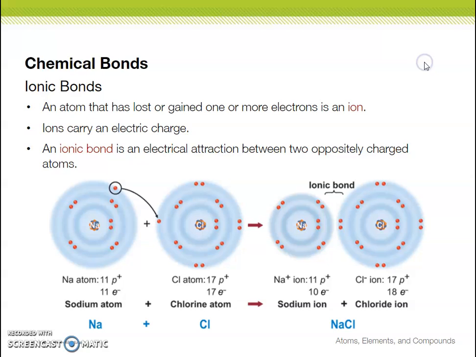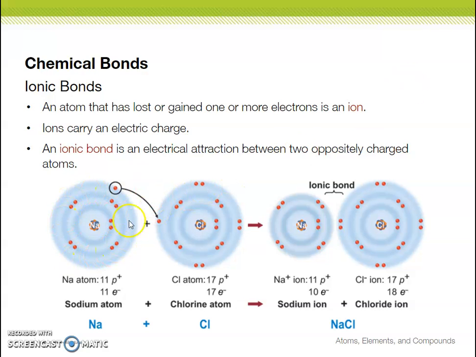Ionic bonds are the opposite, when electrons are completely transferred from one atom to another. An atom that has gained or lost an electron is known as an ion, and they carry an electric charge, meaning they are either more positive or more negative than the atom that hadn't gained or lost an electron. An ionic bond is an electrical attraction between 2 oppositely charged atoms.